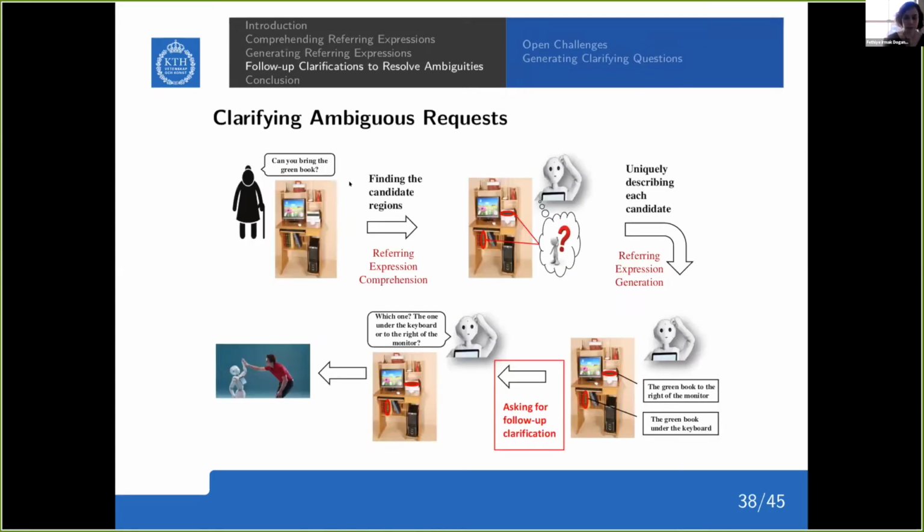Okay, now firstly, we talked about how to find regions that match the user's description. Then we aimed to uniquely describe each of these matching regions. And now it's time for asking for clarification, combining these two methods and asking users, okay, which one do you mean, basically.